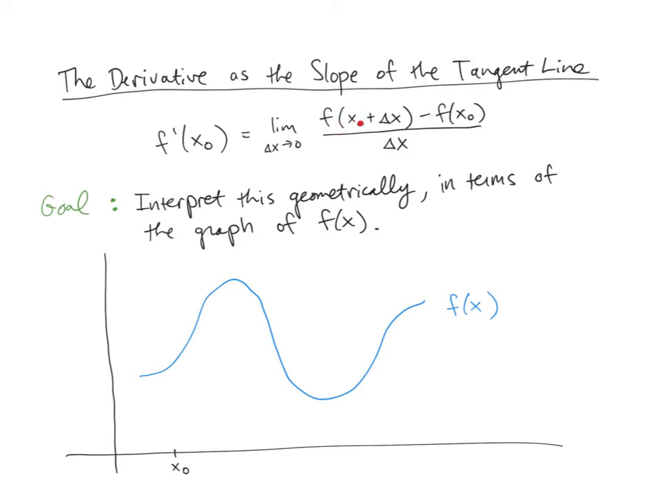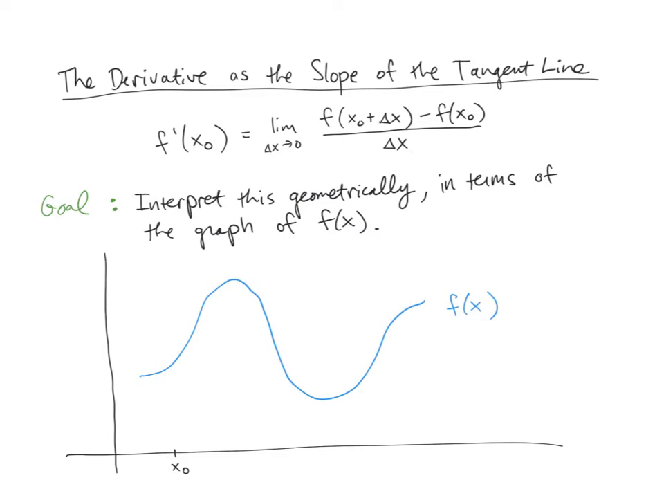You take f at the right endpoint of your interval, subtract the value of f at the left endpoint, so that's the change in f. You divide by the change in x, and then you look at that quantity as delta x goes to 0. And what we want to do is interpret this formula geometrically in terms of the graph of f of x. We want to deepen our understanding of what this means by thinking about it in a different way. Okay?